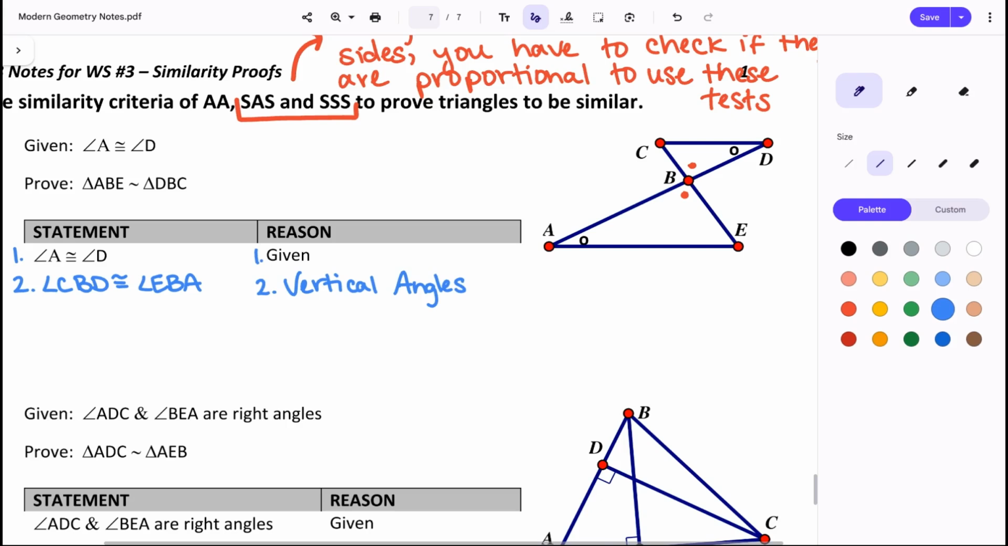Do I have two angles that are congruent here? So it should be enough to say these triangles are similar because of my angle-angle test. I have two of my angles marked, so I'm just going to end it here with my prove statement, which I'm already just going to use that triangle statement they have up there. I'm not going to think too hard about that. So triangle ABE is similar to triangle DBC because of angle-angle.